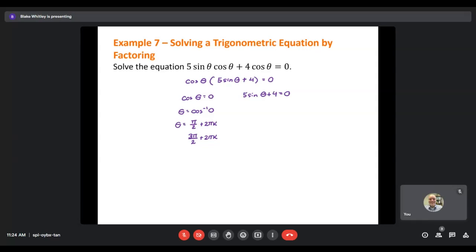Now, to solve the other piece, I first need to get sine by itself. So I'm going to subtract 4. So we get 5 sine theta equals -4. Divide by the 5. So we get sine theta equals -4/5. And now I do my inverse. So inverse sine of -4/5. Now, that's not a special value, so we are going to have to use the calculator for this one. If I use the calculator, theta equals -0.93.